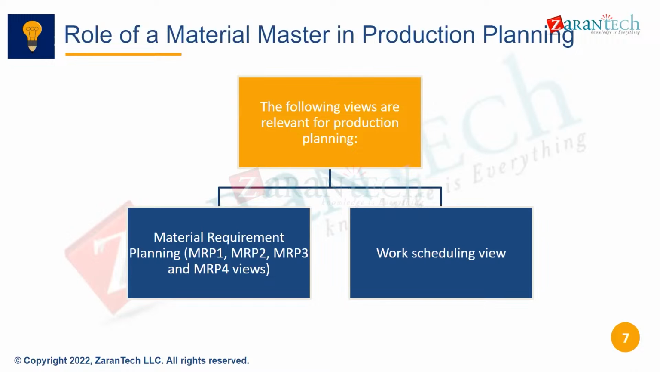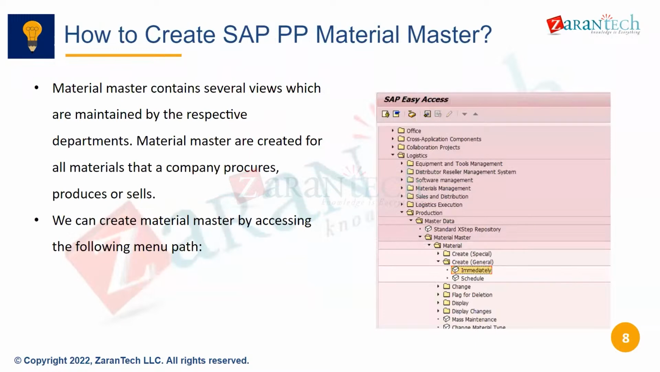And if you want to do planning, you have to have MRP1 and MRP2 at the minimum. And MRP3 and MRP4 are for anything complicated, or if you want to use the advanced functionalities of MRP. This is what we are talking about.